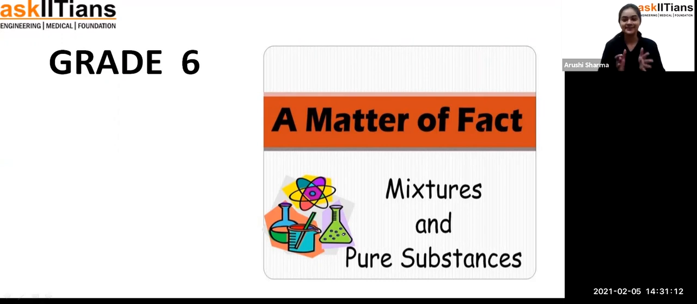So students, in the last session we started a new chapter, that is mixtures and pure substances. In that, we saw what elements are and the types of elements, that is metals, non-metals, metalloids, and then we discussed compounds. Exactly.